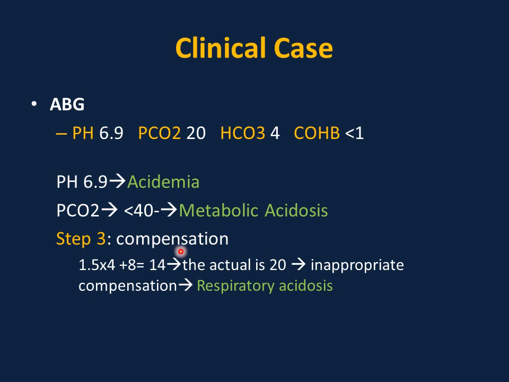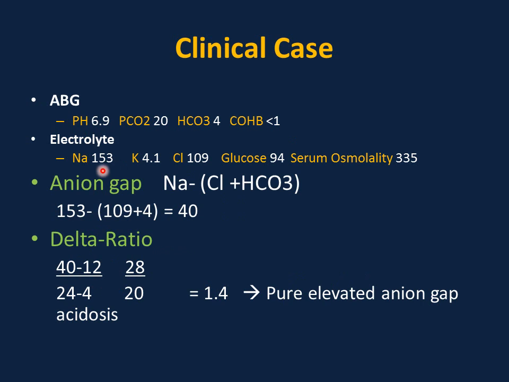Step 3, check for compensation, whether it is appropriate or not. You will do that by using the Winter formula. 1.5 times 4, which is the bicarb, plus 8 will be equal to 14. The actual value of the PCO2 here is 20, so this is inappropriate compensation. So this patient has slight respiratory acidosis, and this is expected because the consciousness is altered. His mental status is altered, and the patient will not be able to hyperventilate as appropriately as if the patient is awake.